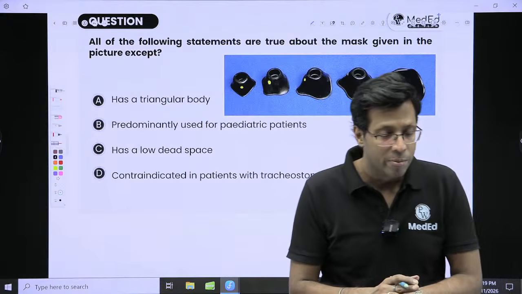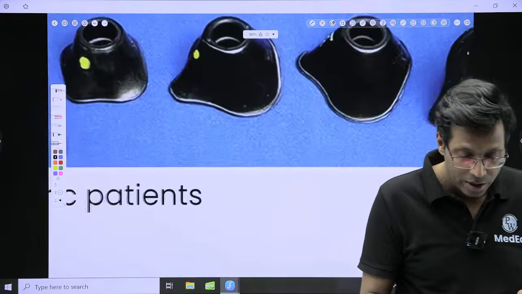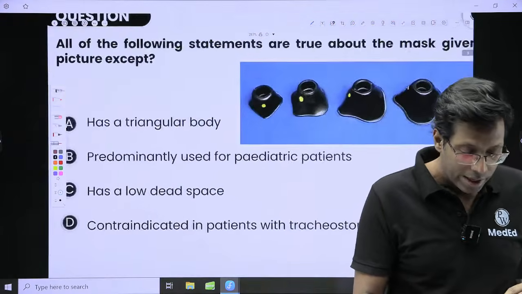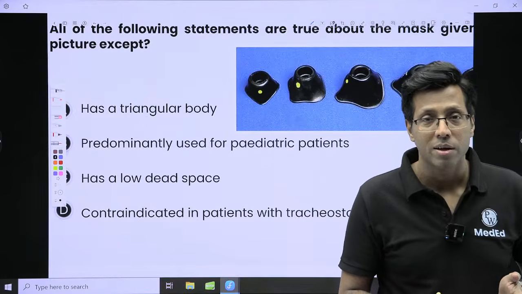All of the following statements are true about the mask given in the picture except. There is an image that you've got, right? There are 4 options. It has a triangular body. Can you see this triangle? Yes. It is used in pediatric patients. Yes.